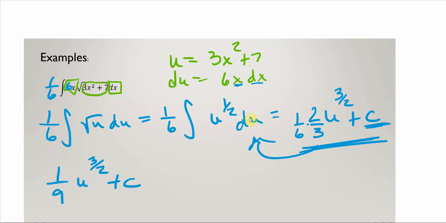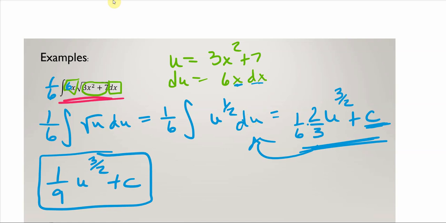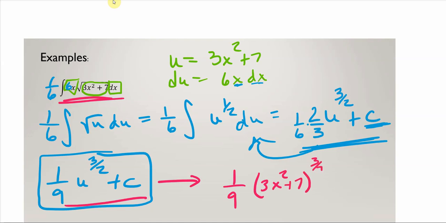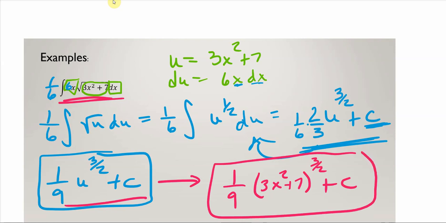Now if you give me this answer on an exam, you're going to get points deducted. You did everything perfect, but you need to understand that my original problem had x's. So this is an unacceptable answer because I don't know what my u is in this problem. Your u could have been different. So the answer better be 1/9 times 3x squared plus 7 to the 3/2 plus c. And this is the correct answer.